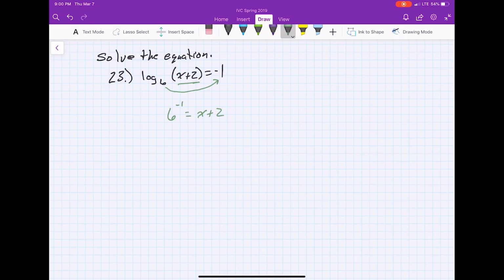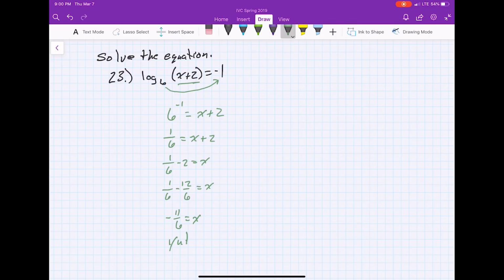So a little bit of a cycle there. Now 6 to the -1 is actually 1/6, which equals x plus 2. Subtract 2 from both sides. And we're going to have to find a common denominator here, which is going to end up being 1/6 minus 12 over 6 equals x. And then, of course, 1 minus 12 is going to be -11 over 6. Can't reduce that. Equals x.